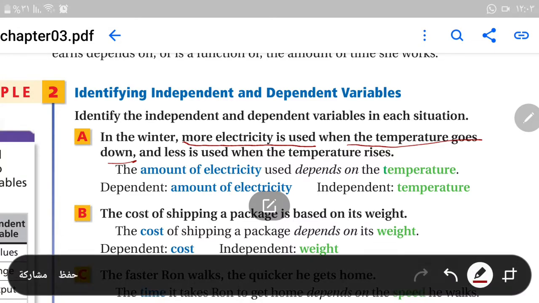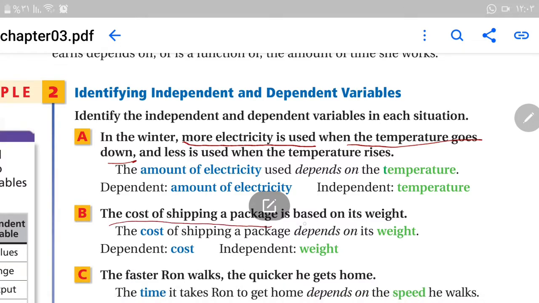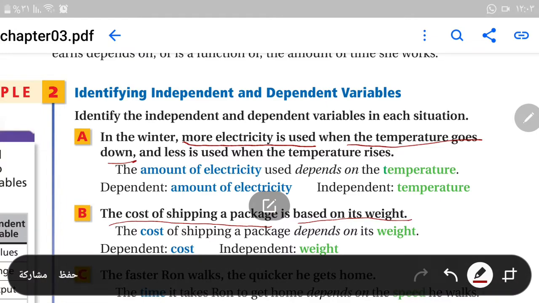Okay, situation B. The cost of shipping of a package is based on its weight. What is based on what? What depends on what? The cost of shipping depends on the weight. So the weight is the independent variable and the cost is the dependent variable. So the weight will be x and the shipping cost will be y.